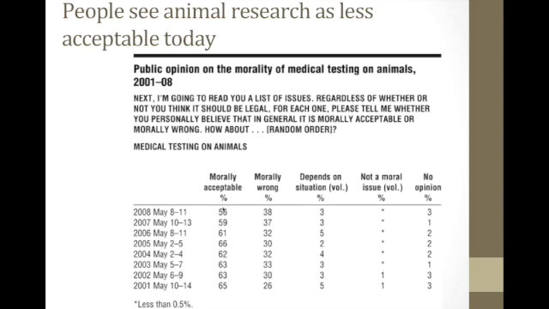By 2008, that number has dropped, so that only 56% think it's morally acceptable, but now 38% think it's morally wrong. This trend has continued, so that a Pew study suggests that about 56% of Americans saw it as morally acceptable in 2011, but by 2013, only 50% thought that it was acceptable to use animals in research. So people generally are becoming less supportive of animal research.